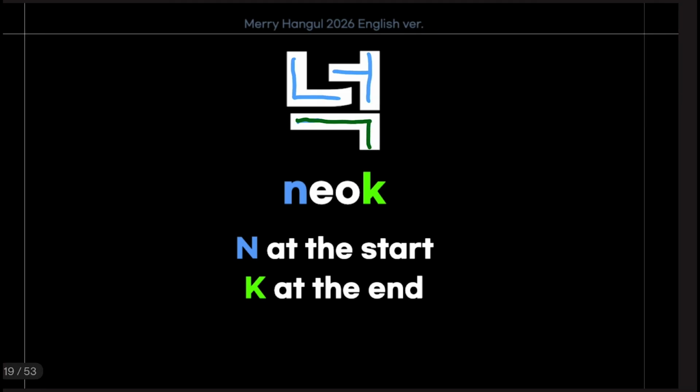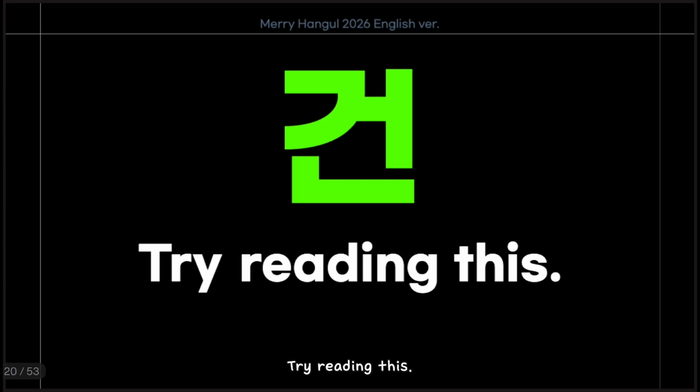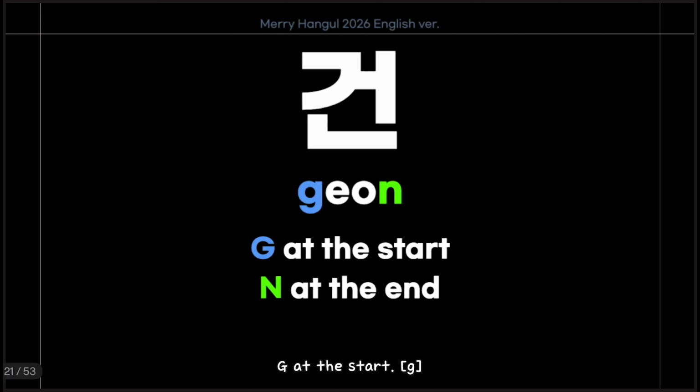Try reading this. G at the start, 그. A in the middle. So, 그 plus A goes 가. Add the final N sound. Now it's 건. Very nice.